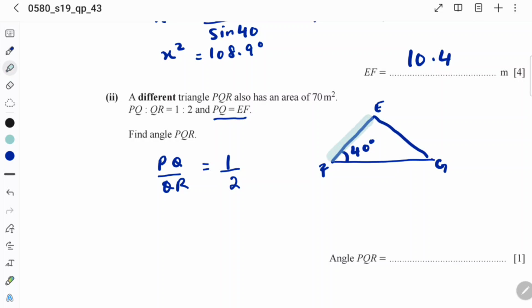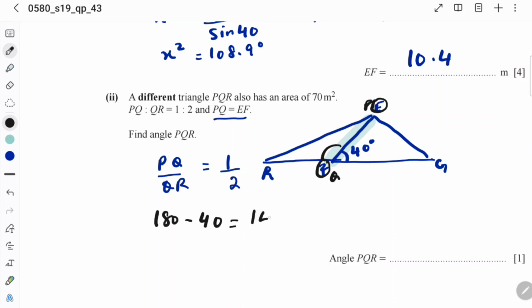So it means that they are similar triangles, and the ratios are also equal. If I extend the line, it is R, because EF and PQ are equal in this question. So we have to find the angle PQR. They are also telling us that P and Q are the same as E and F. So PQR means this angle is required. This angle will be equal to 180 minus 40, that is equal to 140 degrees, which is the answer.